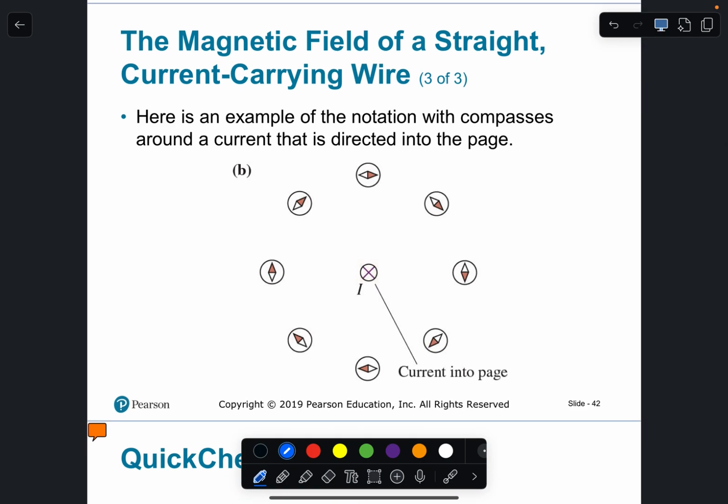And then the compass notation, like I had already mentioned, it points along the magnetic field lines, right? So the little red needle is going to point in the same direction as the arrow of the B field.